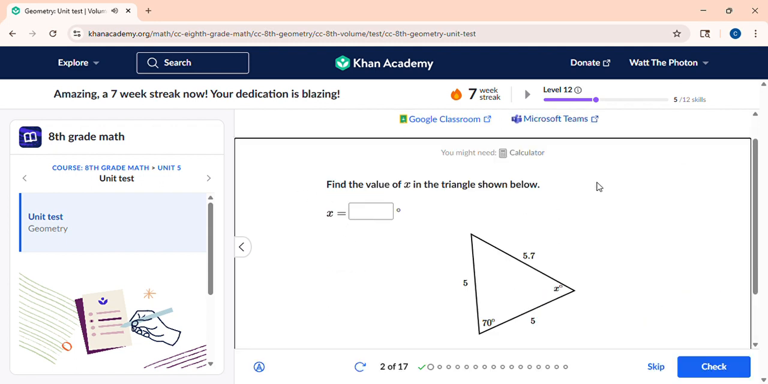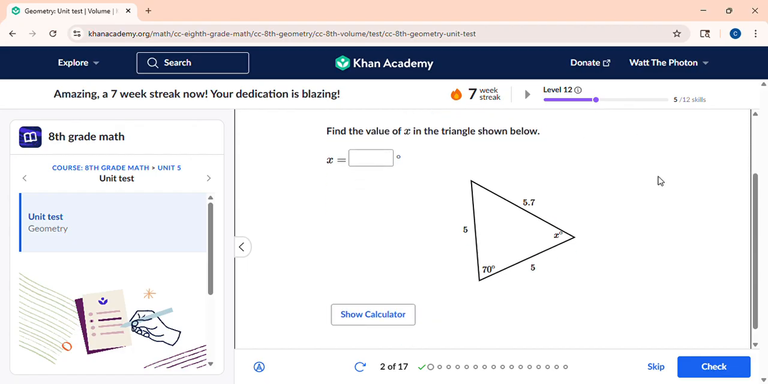Find the value of x in the triangle below. So we have two sides that are the same, right? The angles have to be the same. So we have 5.7.